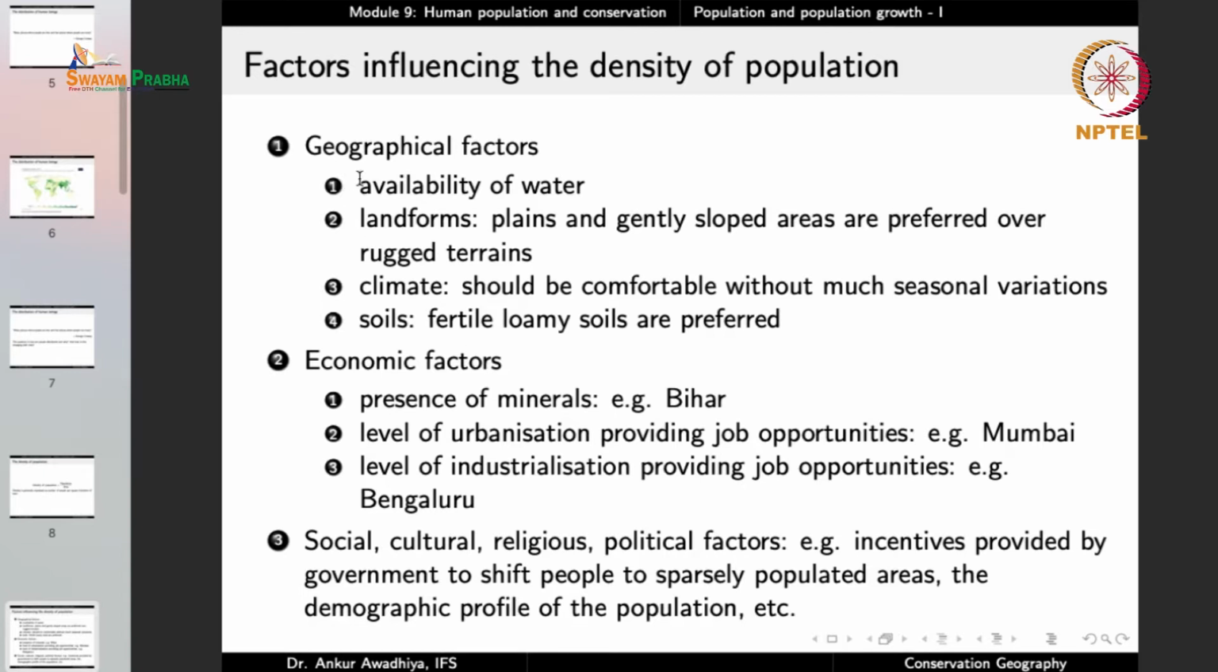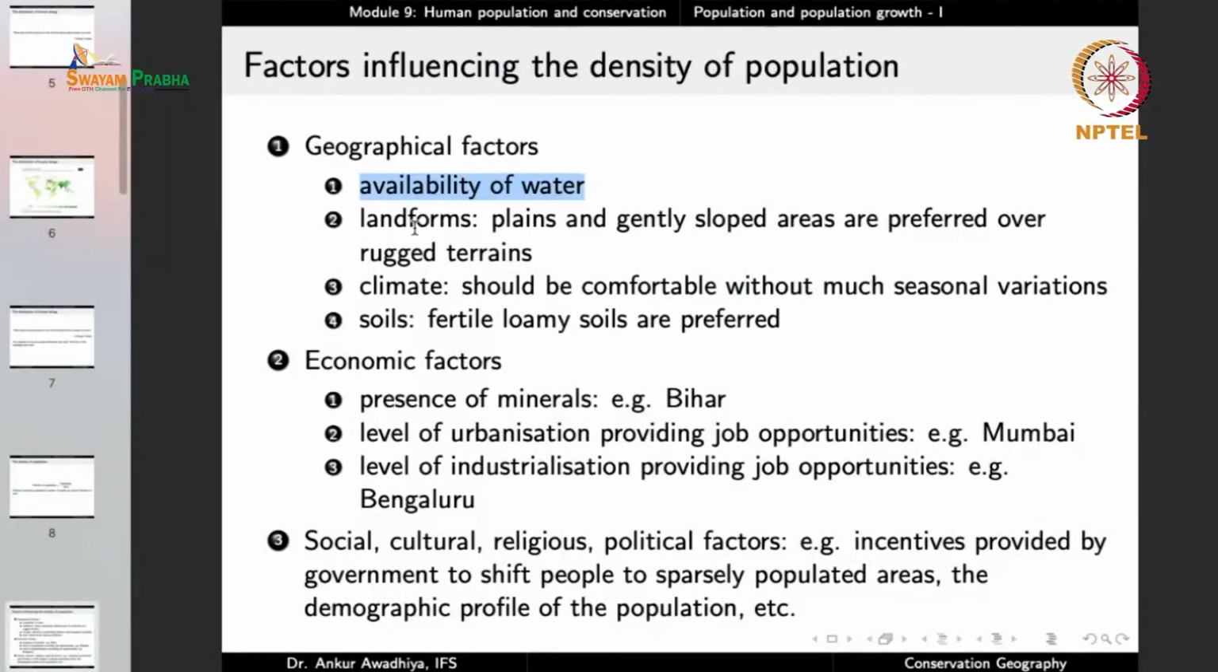Geographical factors include things like availability of water. So when we were looking at the hydrosphere, we saw that the fresh water is a very small percentage of the total water on this planet. Now, fresh water is available in areas that have rivers or streams or creeks or ponds and lakes, and in those locations we will find a higher density of humans. Because we humans require water, so we congregate in those areas that have water. Next, we have landforms.